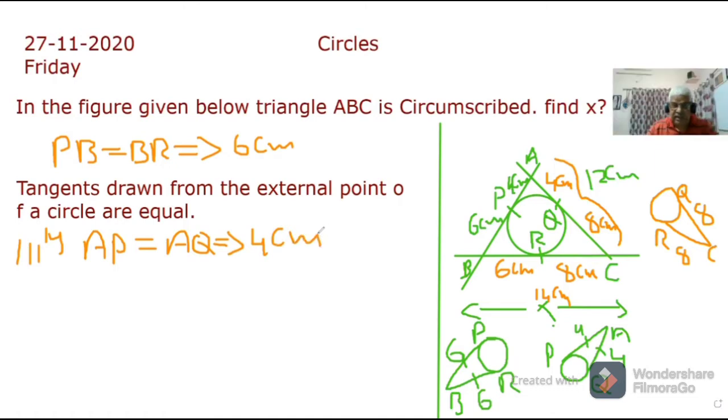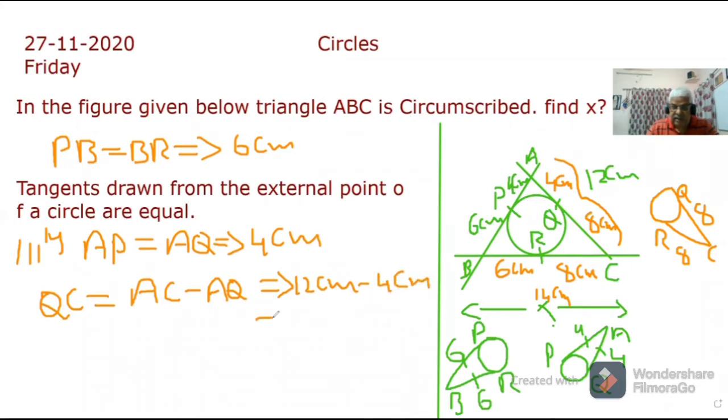Okay, children. Next, third one you have to write. You have to find the value of QC. How can you write it, children? QC can be written as AC minus AQ. So from AC, we have to subtract AQ, then we are getting QC, remember. Therefore, AC measurement is 12 centimeter minus AQ, we got 4 centimeter, which gives you finally 12 minus 4 is 8 centimeter.